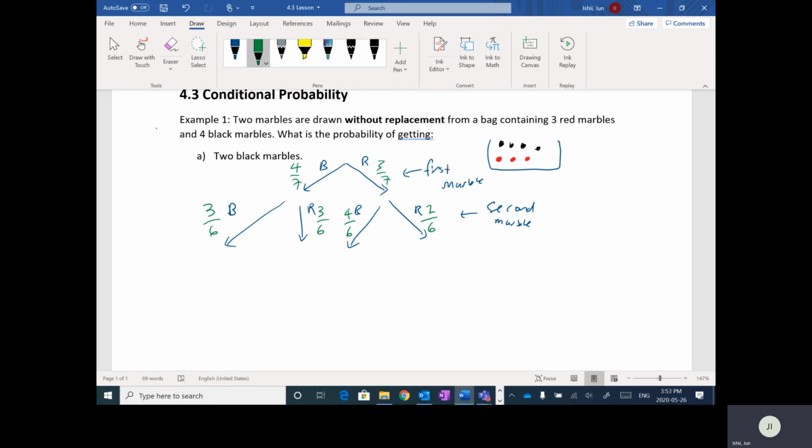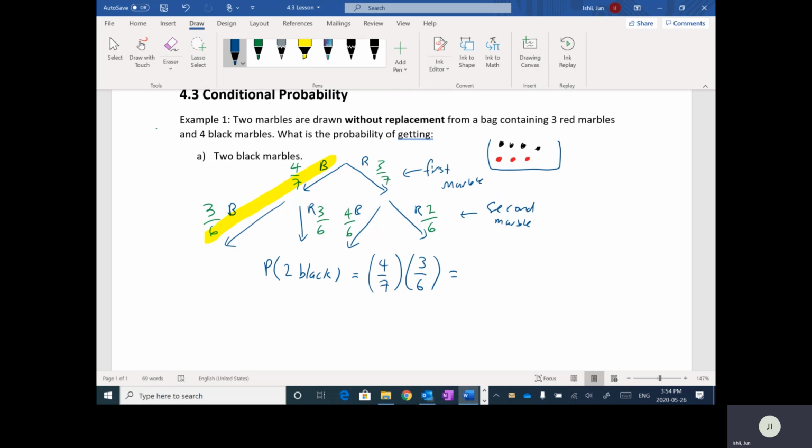All right, so the probability of getting 2 black marbles. That is when we have a black and a black. So it's this branch right here. To calculate the probability of 2 black marbles, we just multiply these 2 probabilities together. So it's going to be 4 out of 7, the first draw, multiplied by 3 out of 6.